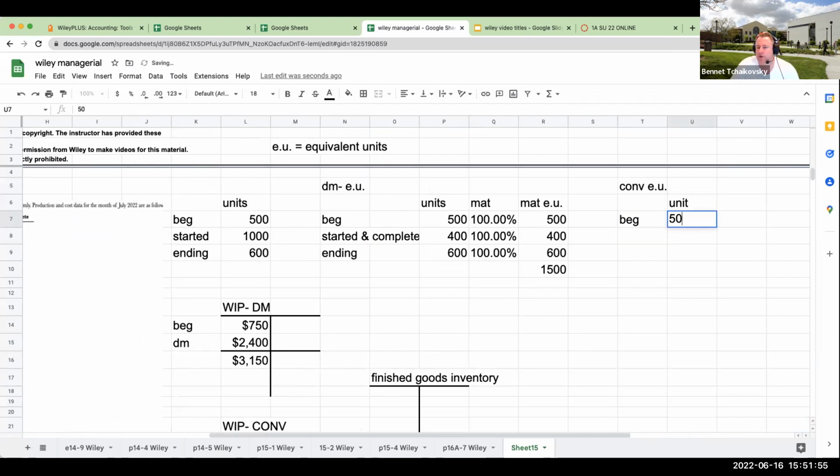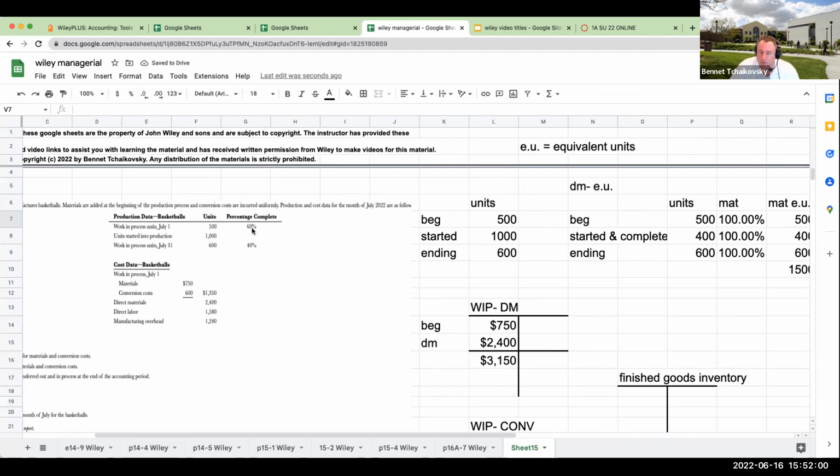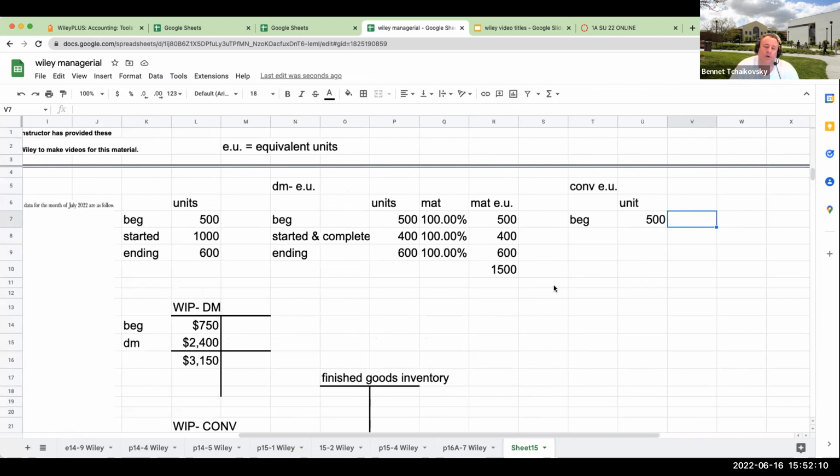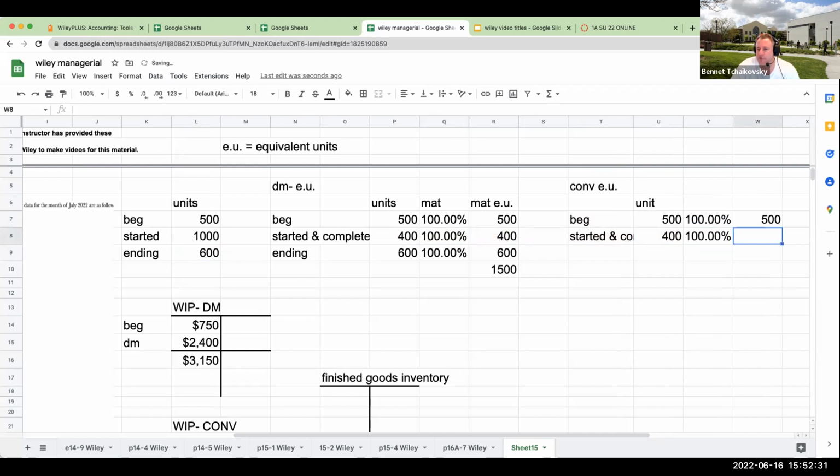My beginning units over here were 500. Now, even though this says over here that they were only 60% complete with regards to conversion, we're going to disregard that. Because we're using weighted average, we're just going to assume that they were all completed during the period. My started and completed is going to be 400, because I started with 1,000, and with ending of 600, that means I started and completed 400. This is also going to be at that 100%.